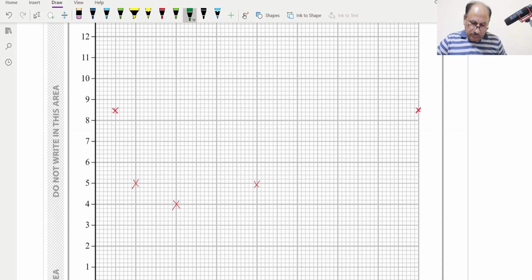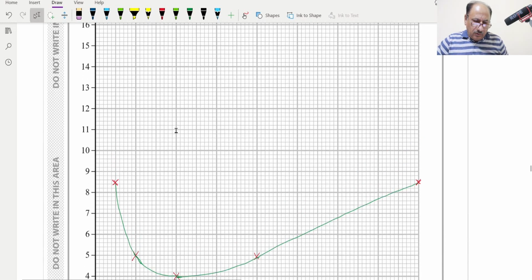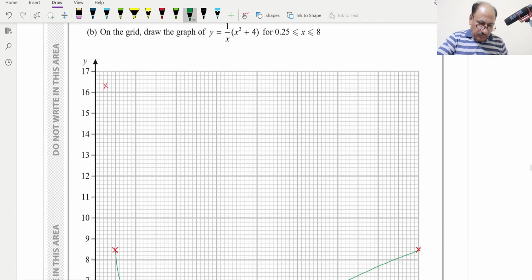Now we have to just draw the graph, and we can draw a smooth curve like this one. Hopefully we'll be able to draw the smooth curve, and this will be the curve which we have drawn, almost smooth, but you can practice for this.